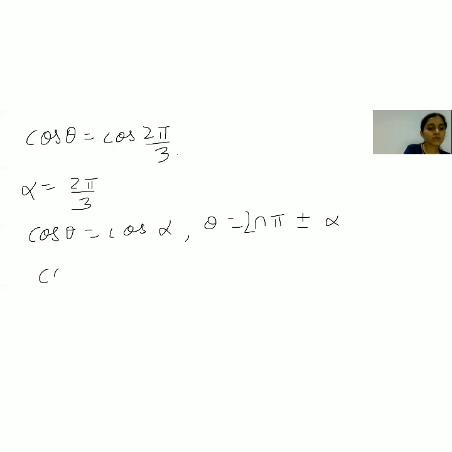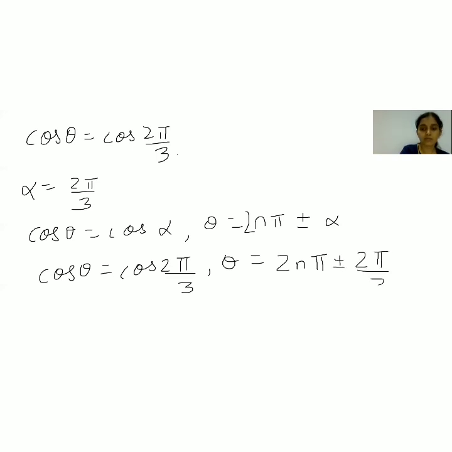So cos theta equal to cos of 2 pi by 3, and theta is equal to 2n pi plus minus 2 pi by 3. Alpha is substituted. So this would be your answer. Okay, generalized solution of the negative value.